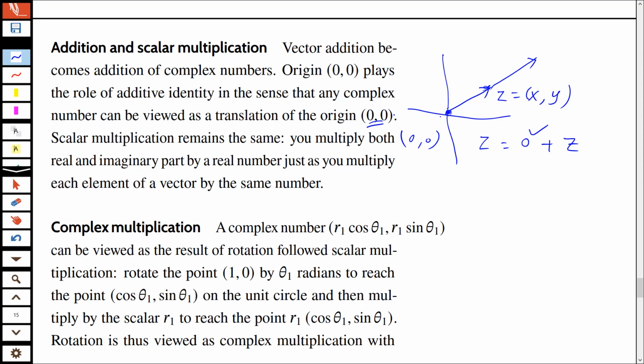Now, scalar multiplication. By scalar multiplication we mean the operation where you don't change the argument, you have to multiply the same number. Let's say if k is the scalar, that k has to multiply x as well as y. So you have to multiply both the real part and the imaginary part by the same number, and that is what you mean by k times z, a scalar times a complex number.